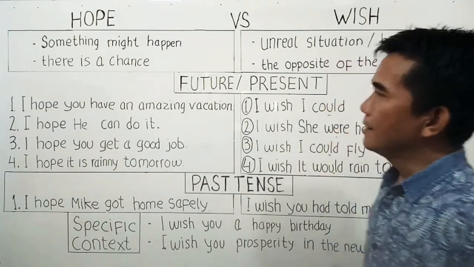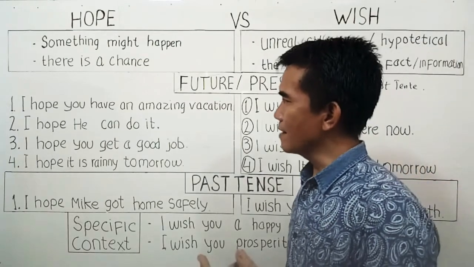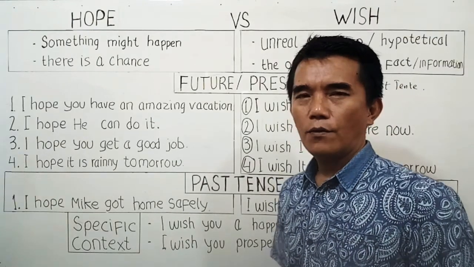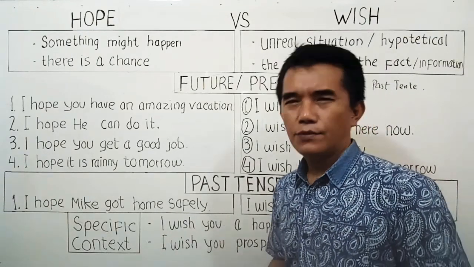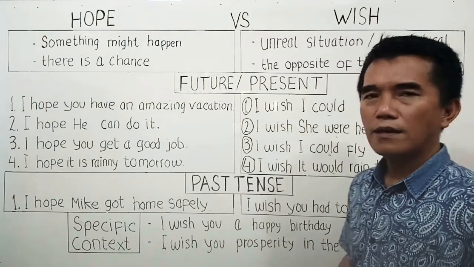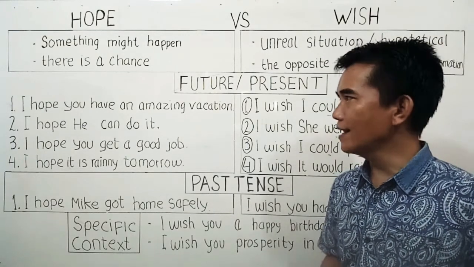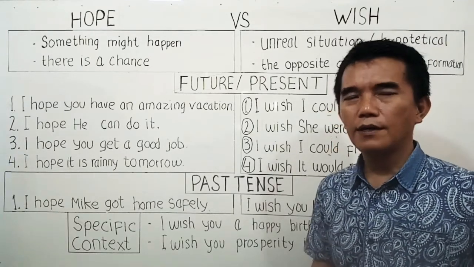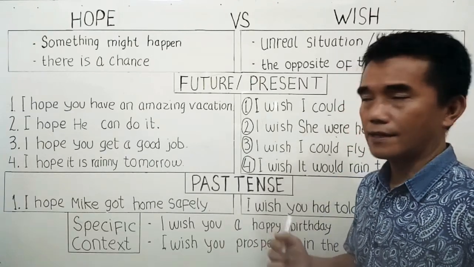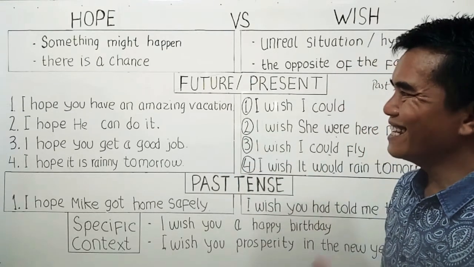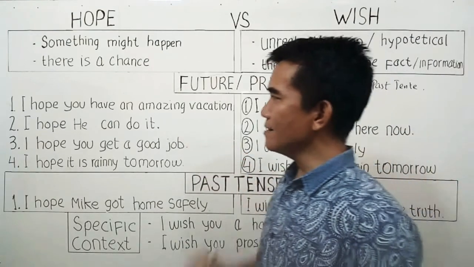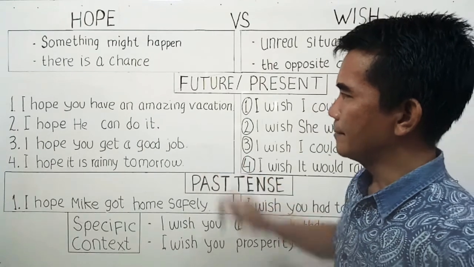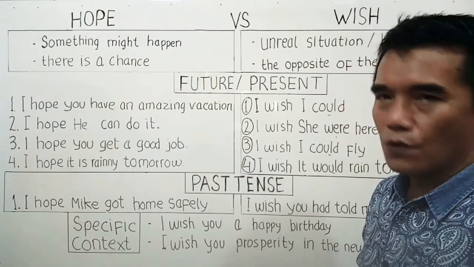Let's see the examples. Number 1: I hope you have an amazing vacation. When someone wants to have a trip or a vacation, you can say I hope you have an amazing vacation, or I hope you have a great holiday, etc. Number 2: I hope he can do it. Once again, there is a chance that he can do that. Number 3: I hope you get a good job.